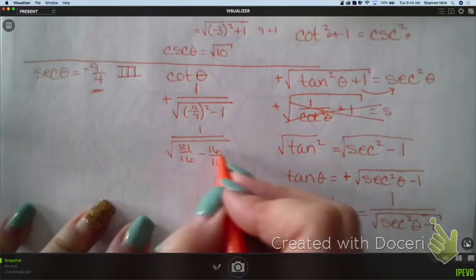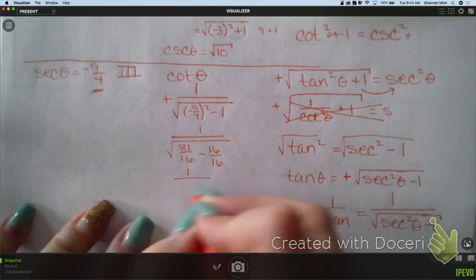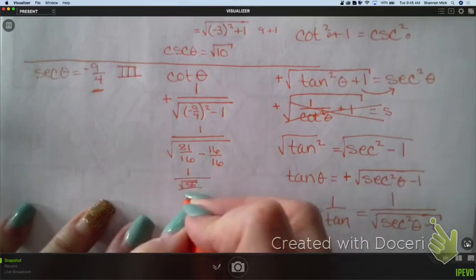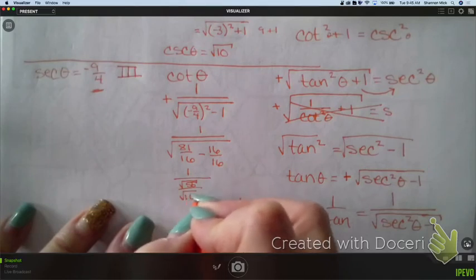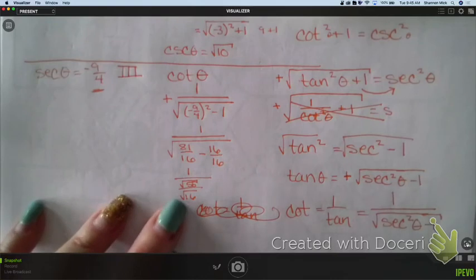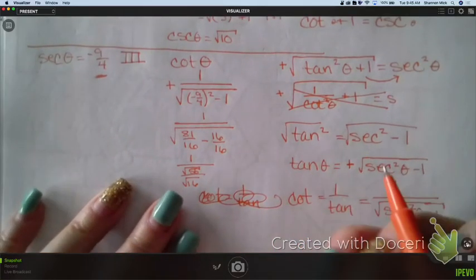Is it 55? Okay, so it's going to be 1 over the square root of 55 over the square root of 16, right? And why did I do that? Because you have to be able to square them. I can get rid of the square root of 16, can't I? Yeah. Okay, so I'm just going to come back up here.